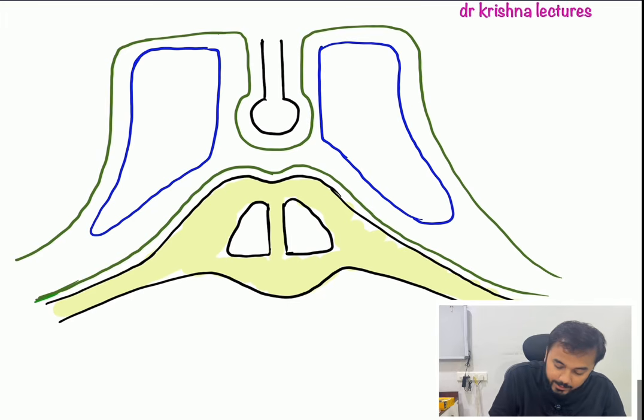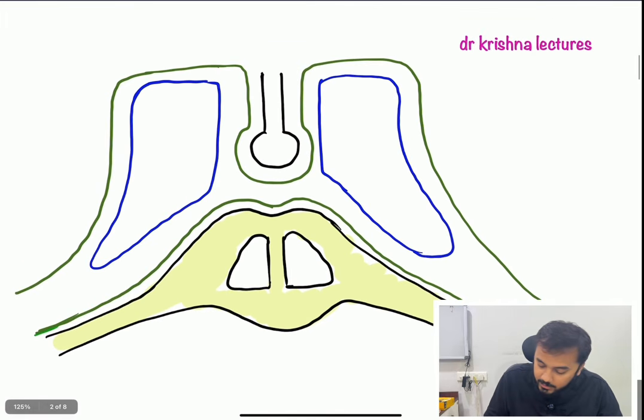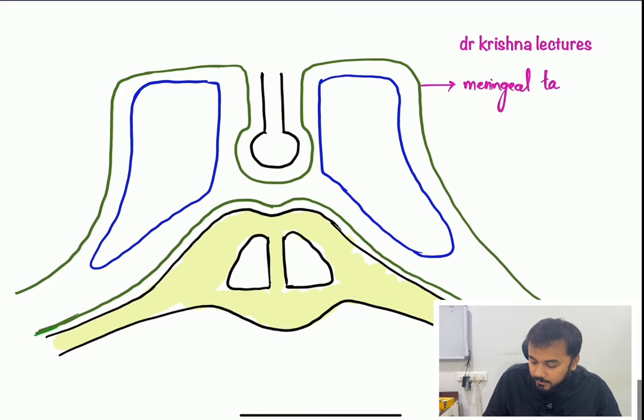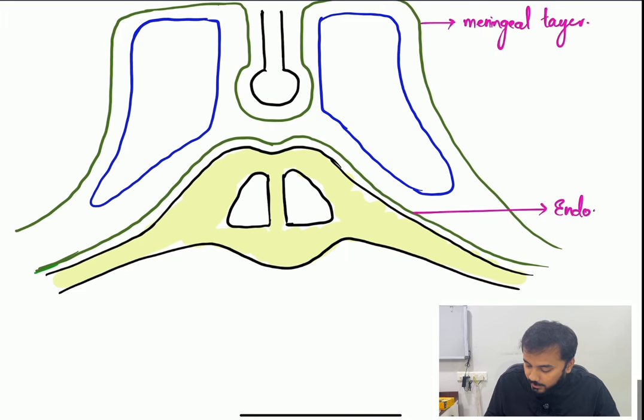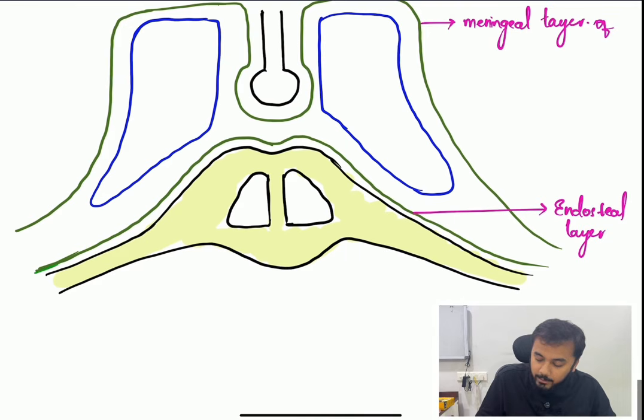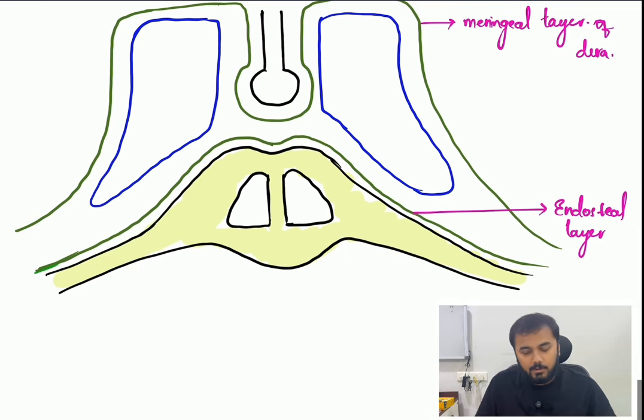Okay, so let me write down these names over here. What were the layers I told you? This one over here is called your meningeal layer. Apart from that, this particular layer over here is called your endosteal layer. Layer of what? Layer of your dura mater. And these two are your sphenoid sinuses, all of you know. And this is your hypophysis cerebri, I mean the pituitary gland, and we have the sella turcica over here.